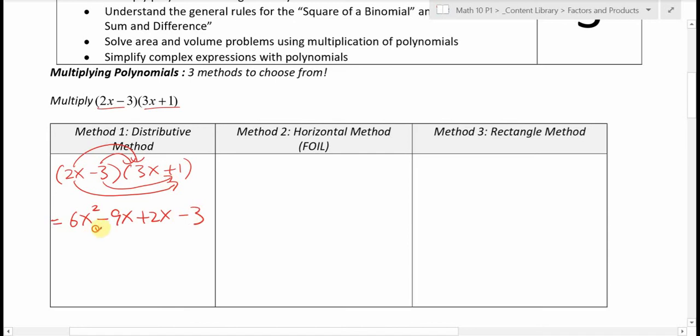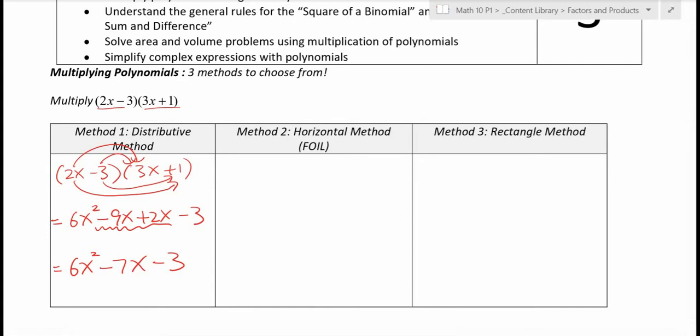Now you can see the middle two terms are like terms. We can combine them together. So we get 6x squared, that we cannot do anything about. But negative 9x plus 2x is minus 7x. And we still have minus 3 at the end. So that's the distributive method.